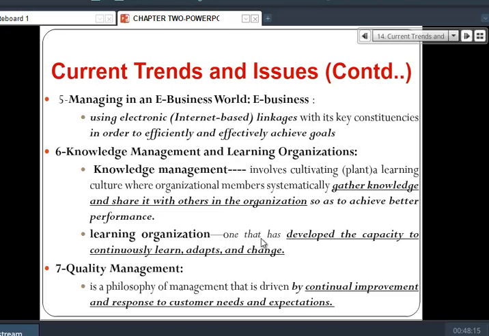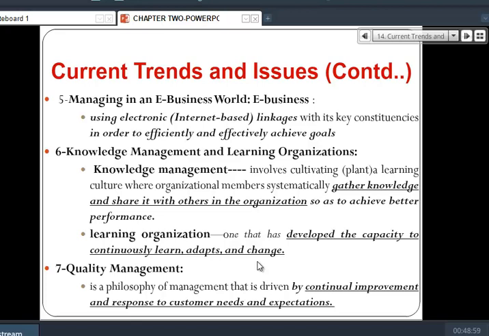A learning organization develops the capacity to continuously learn, adapt, and change. So a learning organization means having a system in the organization that keeps the staff all the time up to date with the information related to their fields. We can see also some international companies like Google and Facebook. They have a learning center in the company that keeps the staff up to date with knowledge and information related to their profession.